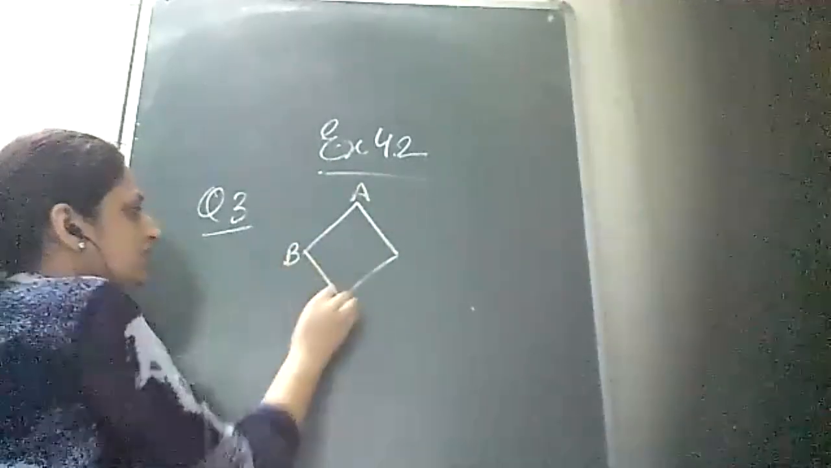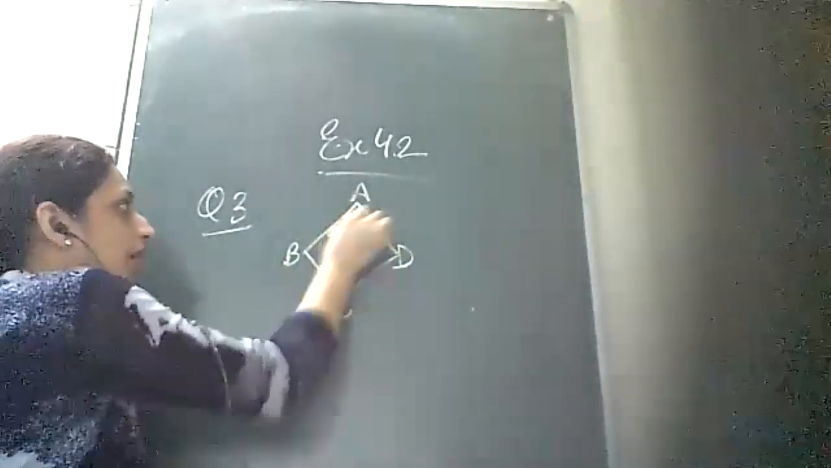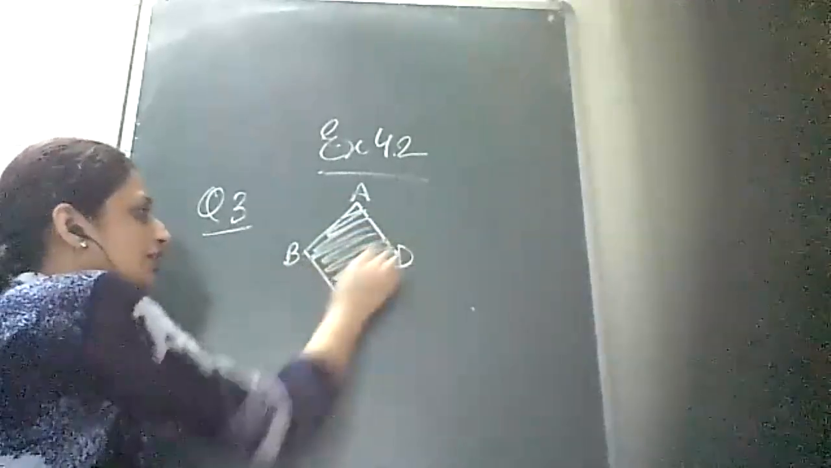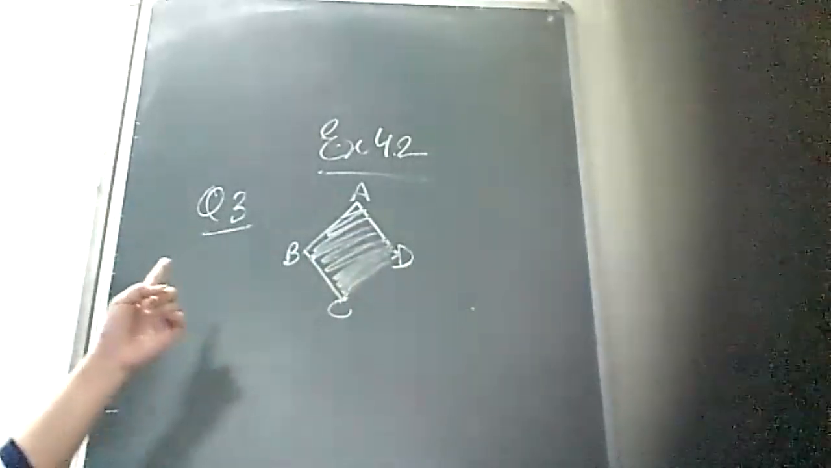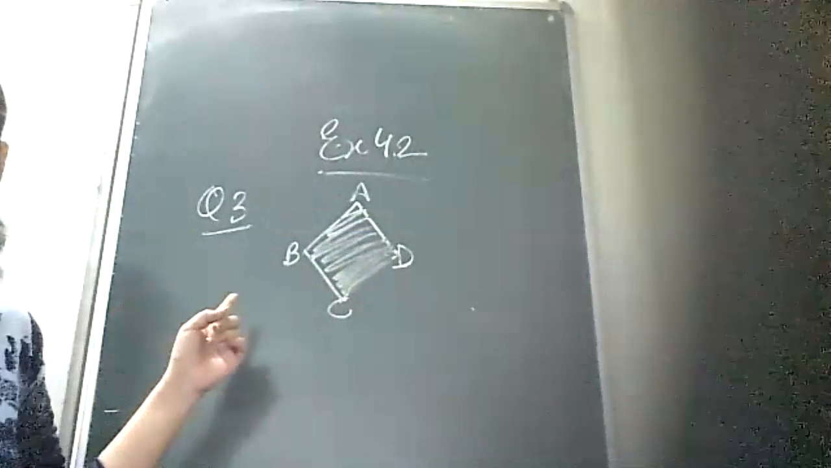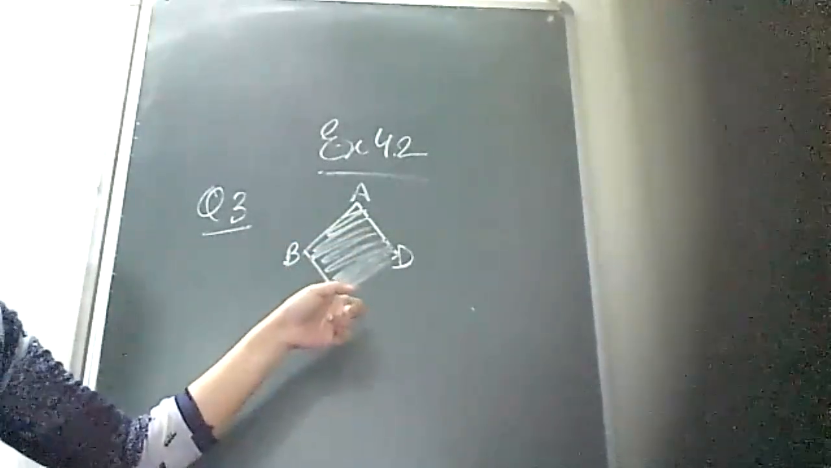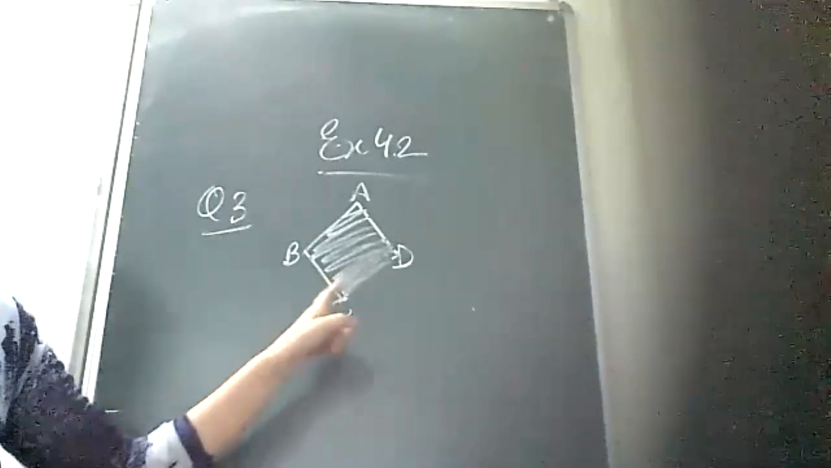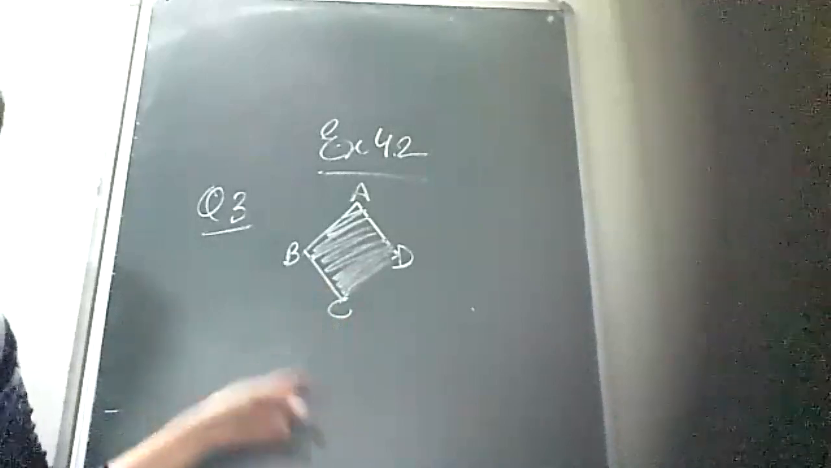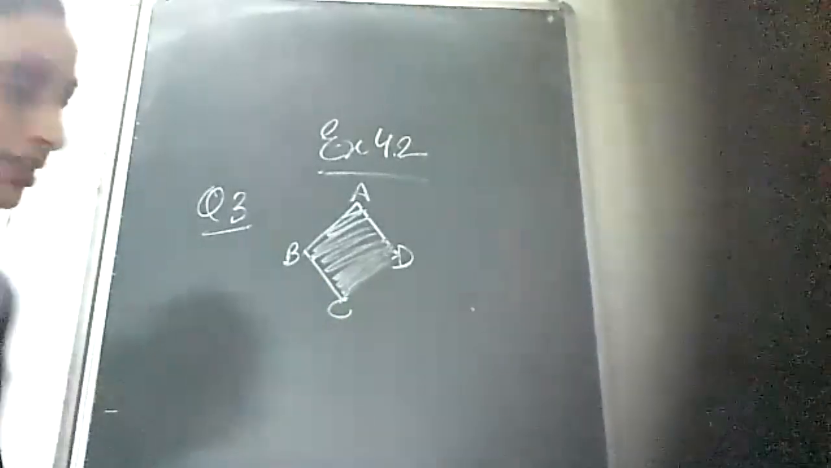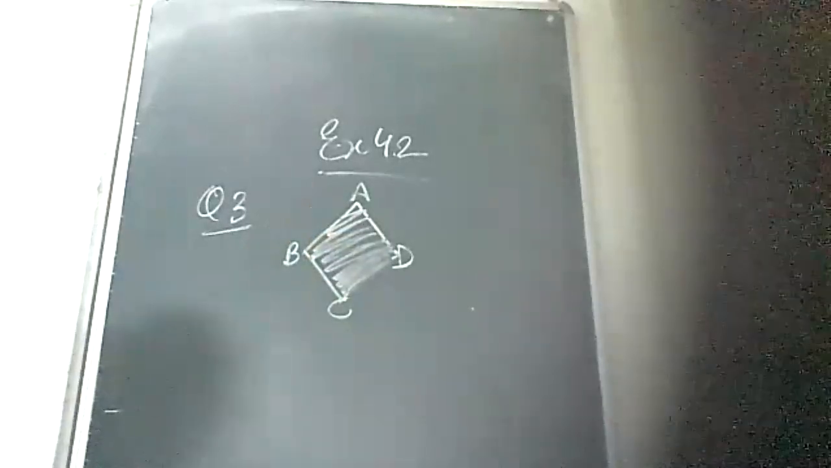A, B, C, D. I have named this polygon and I have shaded this part. Inner part, interior means inner part. So I have shaded the interior part of this. So this is the answer of question number 3. You have drawn any polygon. I have drawn a rhombus over here and I have shaded its interior part. Okay. So this is a polygon. Clear? And it is a closed figure also, as well as it is made up of line segments.